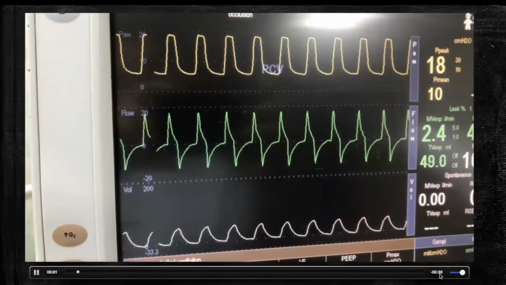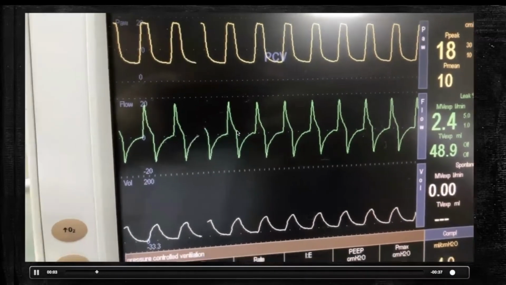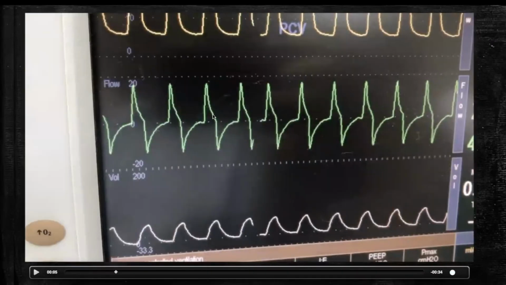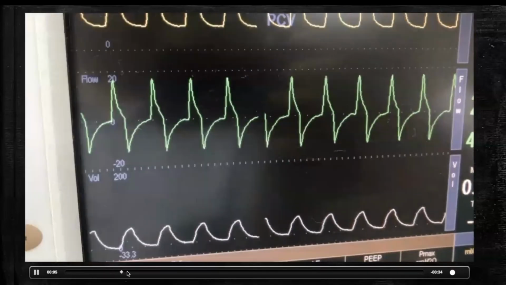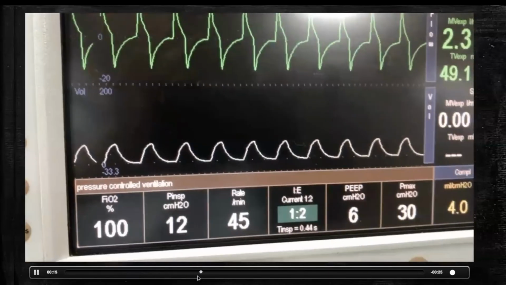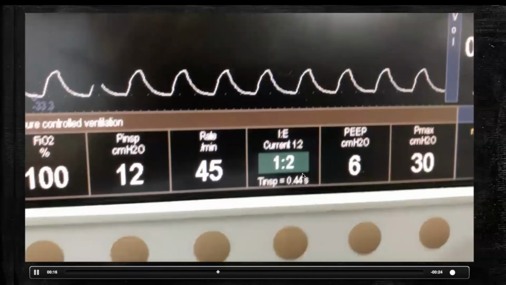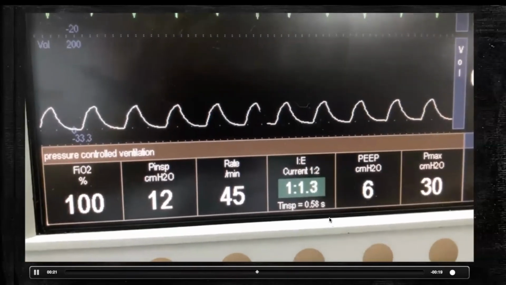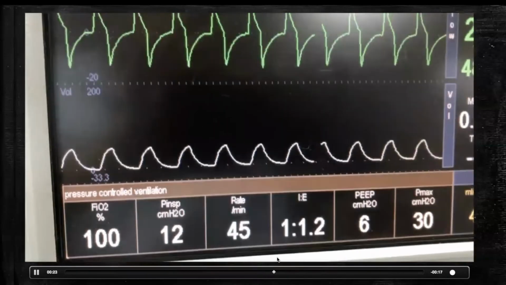So in this particular case, we can see the flow time scalar here. The flow time scalar is not even touching the baseline completely, and the expiration is starting. When we look at the I time, it is only 0.4 second here. So we decided to increase the I time to 0.6 second in this case.